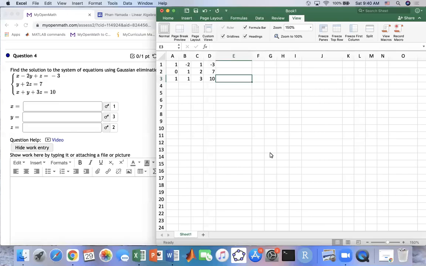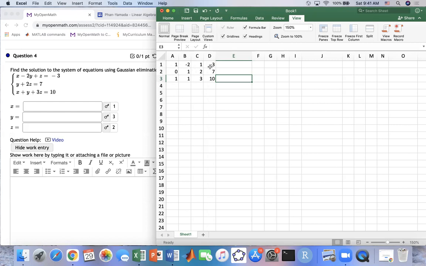Hello, I would like to show you how to solve the system of equations using Gaussian elimination and using Excel. As you know, first we have the equations like this. We're going to take the coefficients and put them into the matrix here. The first one has no coefficient, which means 1. So I have 1, negative 2, 1, and negative 3.